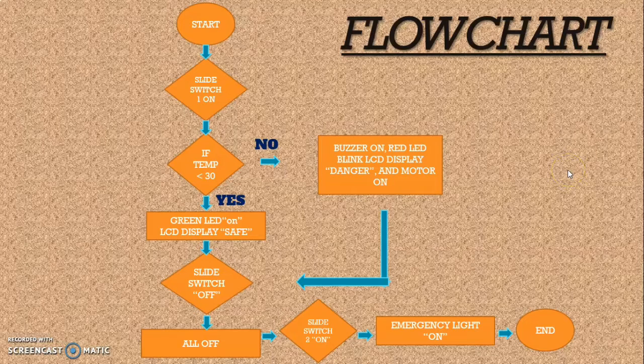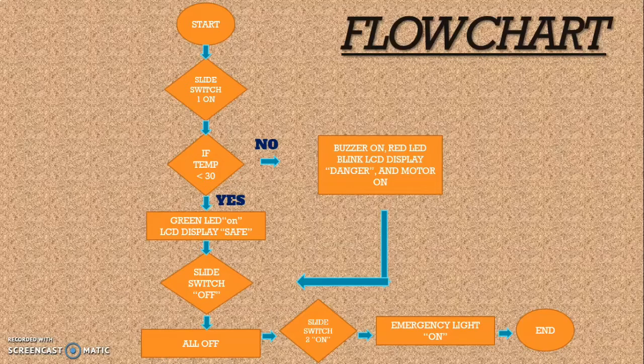Okay, this is our flow chart. First of all, I will tell you the definition of a flow chart. A flow chart is a type of diagram that represents a workflow or process. A flow chart can also be defined as a diagrammatic representation of coding and a step-by-step approach to solving a task.